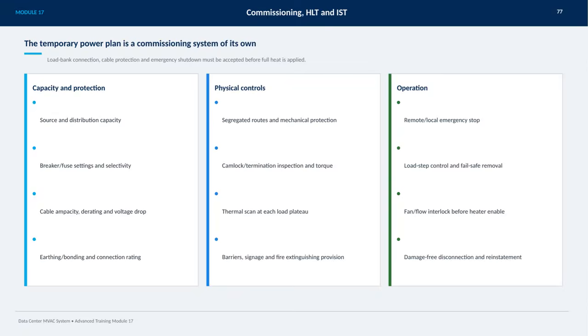This slide focuses on the temporary power plan during commissioning, which functions as a system on its own. Before applying full heat, it's crucial that the load bank connection, cable protection, and emergency shutdown are thoroughly accepted and verified. Starting with capacity and protection, we need to consider the source and distribution capacity, make sure breaker and fuse settings are properly coordinated for selectivity, and carefully evaluate cable ampacity, derating, and voltage drop.